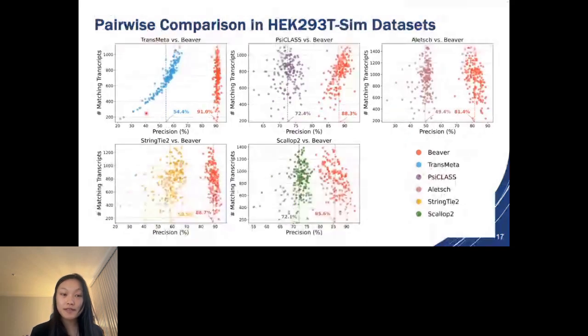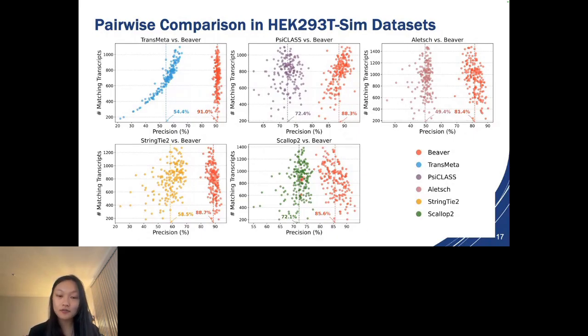The story is quite similar, but there is an interesting observation. TransMeta, a meta-assembler, ranked second on the real dataset, but shows relatively poor performance on simulated datasets. Conversely, Scallop2, a single-sample assembler, did not stand out in precision on real datasets, but now achieves high precision on simulated datasets.